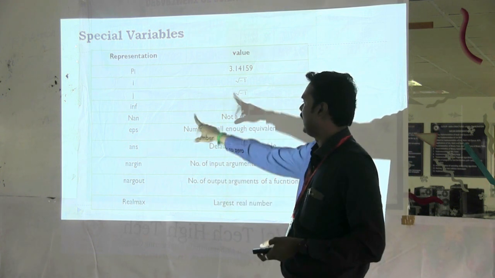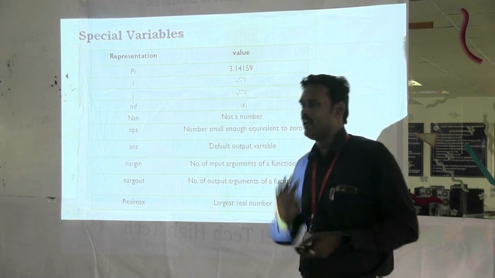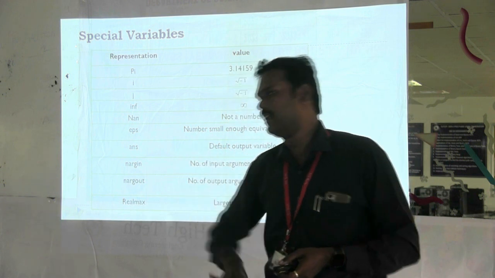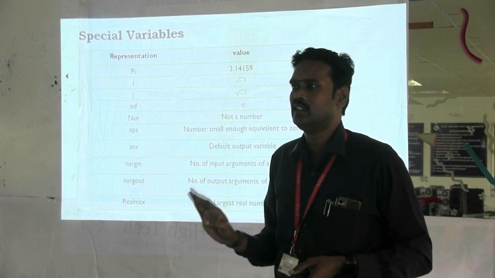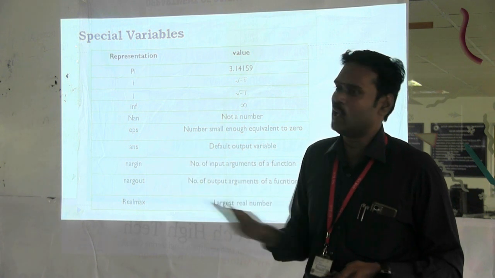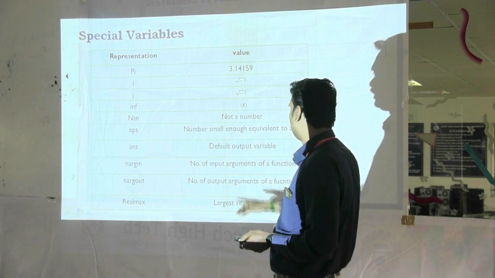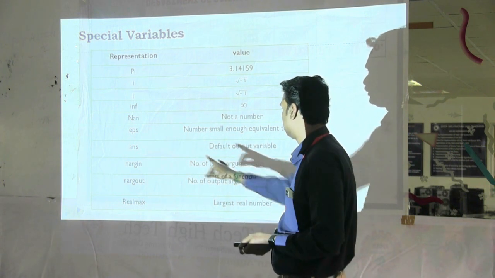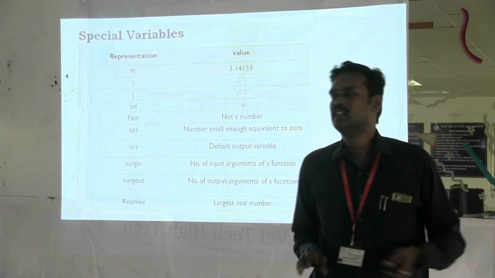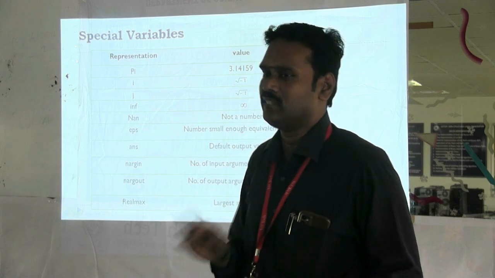Then NaN means not a number, EPS means a small number near 0. ANS means answer. Whatever the program, you type the program, run the program, the output will come as ANS. ANS is the default answer. So that variable also we can't use. Okay. Also NARGIN, NARGOUT, the number of input arguments and output arguments of a function, REALMAX, the largest real number, REALMIN. These we can't use as variables. These are already input cases, we can't use them.